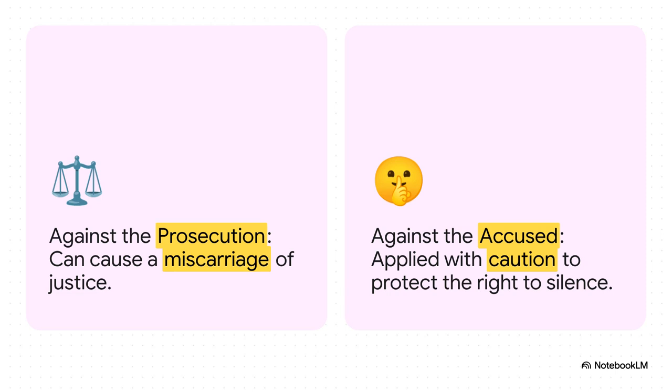If the Crown has a material witness and doesn't call them, that can be a huge deal. It could even lead to a miscarriage of justice. But trying to use it against the accused? Whoa, that is fraught with danger, and it's almost never allowed. And the reason is simple.